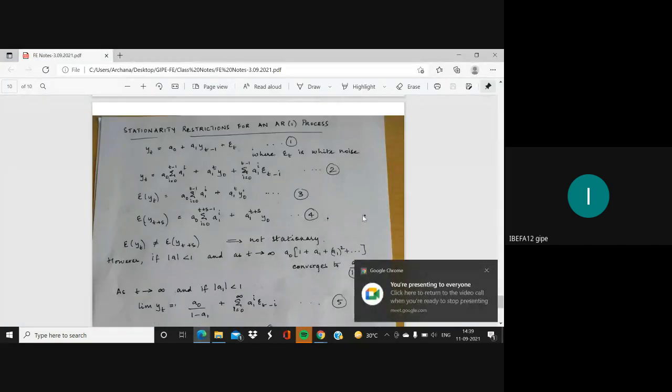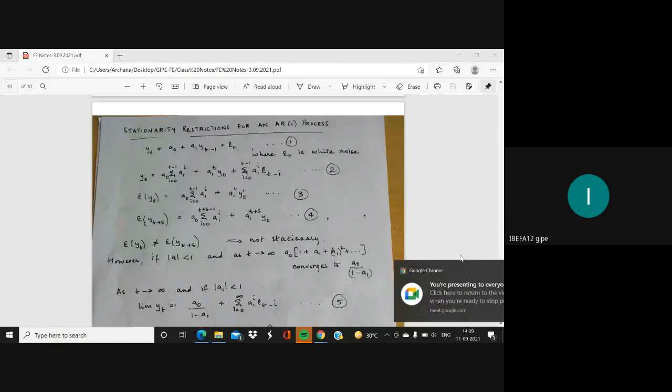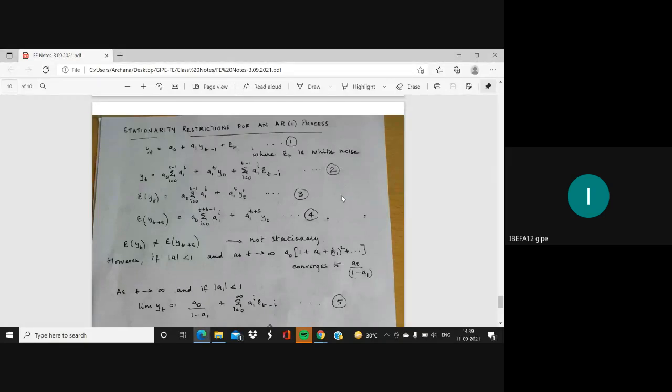We are beginning with the stationarity restrictions for an AR1 process. If you remember the conditions for stationarity, they are that the mean should be constant and finite, the variance should be constant and finite again, and that the autocovariances should not depend on the actual point of time at which they were calculated. Instead, they should only depend on the lag, or the difference in time between the two values of the time series. So let's look at the stationarity restrictions for an AR1 process.